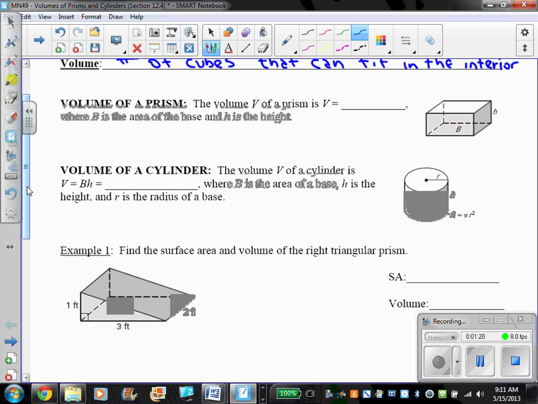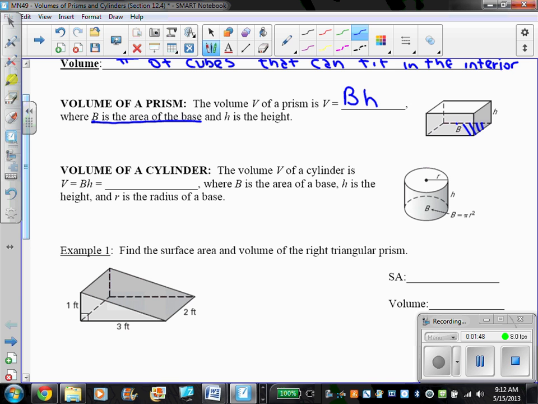Well, we're going to be talking about the prisms and the cylinders, and what's kind of nice is they're very, very similar in nature, where the volume V of a prism is V equals big B, and I'm going to explain to you what that means here in a minute, times H. Well, actually, it's right here, where B, big B, is the area of the base, and H is the height of the shape.